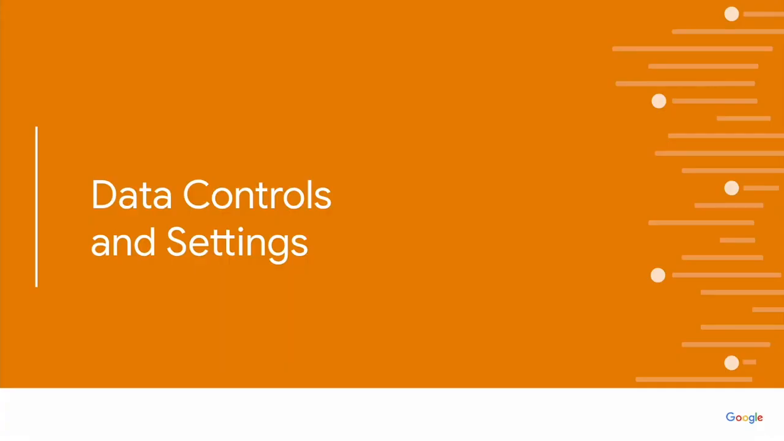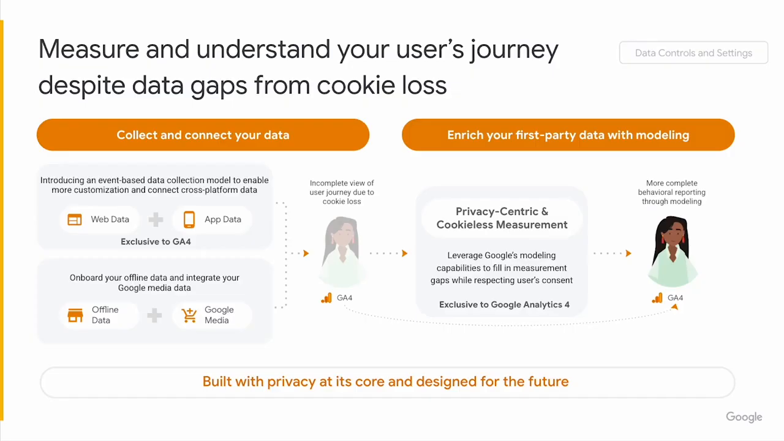Next, I'm going to talk about data controls and settings, because GA4 was built with privacy in mind, and one of its key tenets is privacy-centric measurement. So within GA4, you have multiple tools at your fingertips. From a tagging standpoint, this includes the ability to disable or enable Google Analytics collection through various APIs on the tag, whether using GTAG or the SDK. That way, if you do require consent from users, you can do so before you turn on analytics collection.